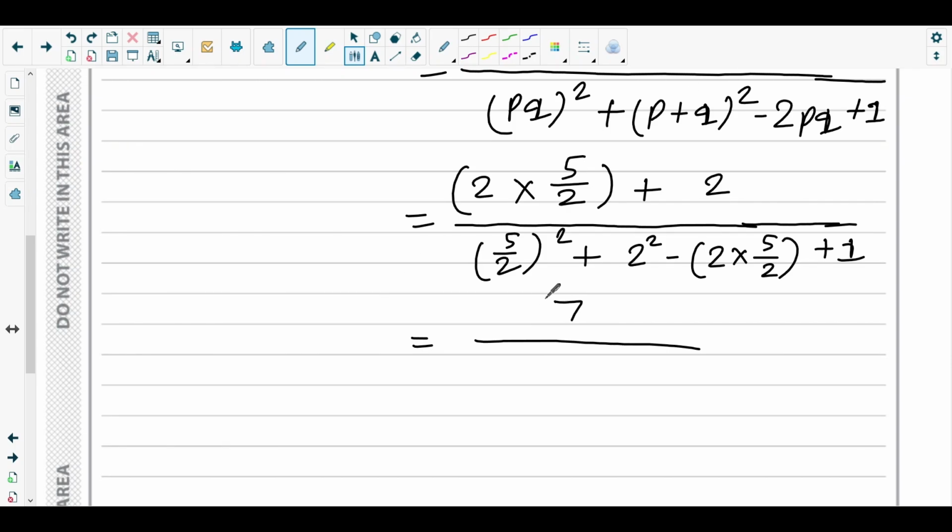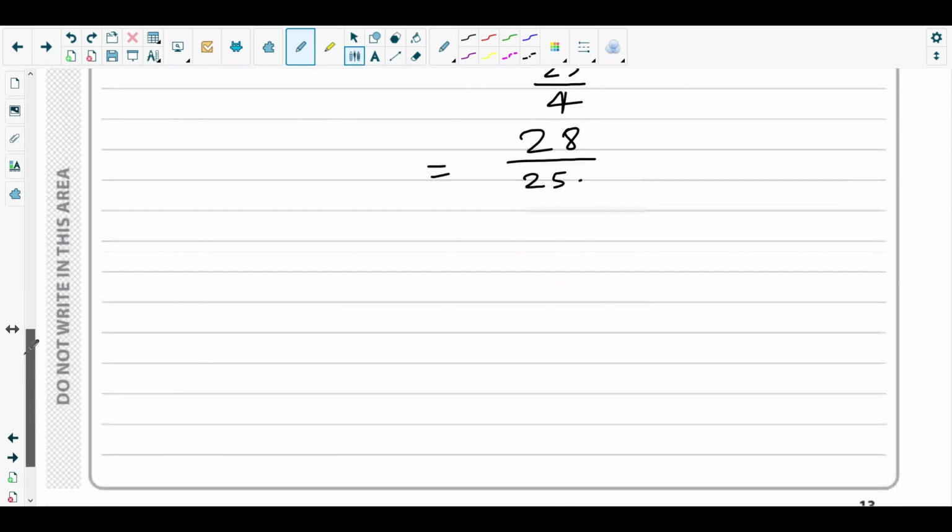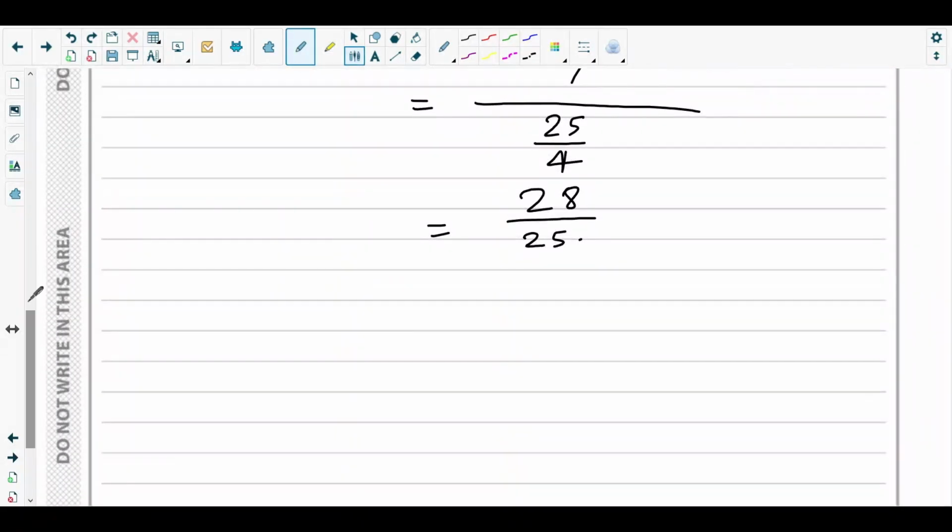So 5 over 2 times 2 is 5, plus 2, it is 7. So 25 over 4 plus 2 squared, which is 4, minus 2 times 5 over 2, which is basically 5, minus 5 plus 1. So in the denominator, you will have 25 over 4. So for the sum of roots, we get 4 times 7, which is 28 over 25. This is the sum of roots.